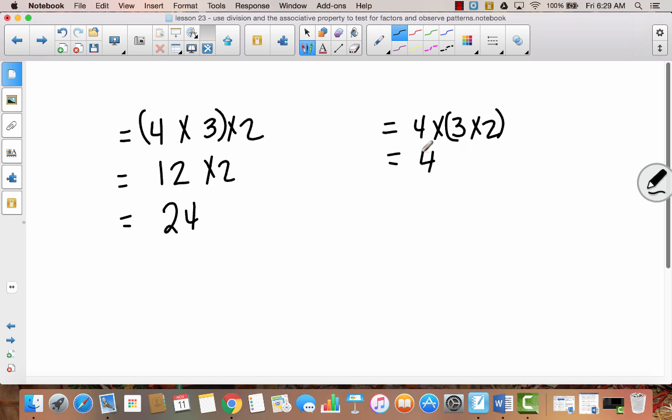So when I come over here, this time I'm going to do 3 times 2 first. So that gives me 4 times 6. Well, what is 4 times 6? It's 24. So it does work. It doesn't matter if you multiply the first 2 numbers first or if you multiply the last 2 numbers first, you still get the same answer.